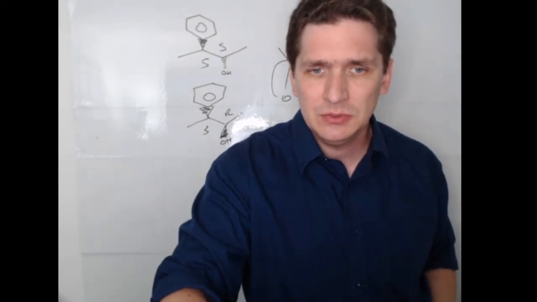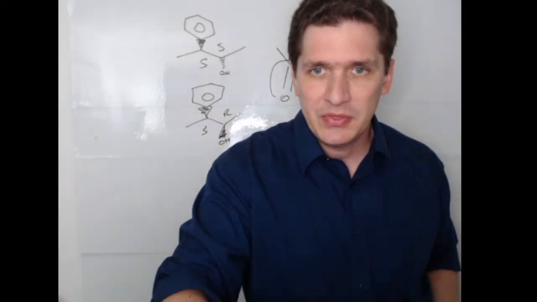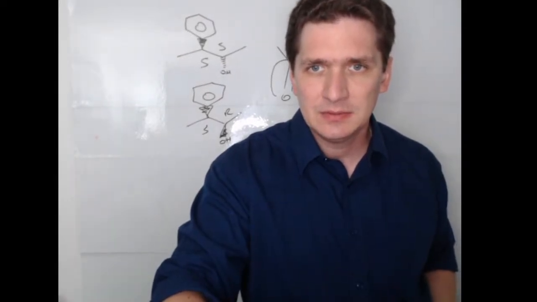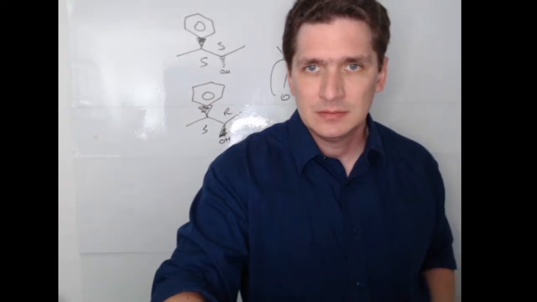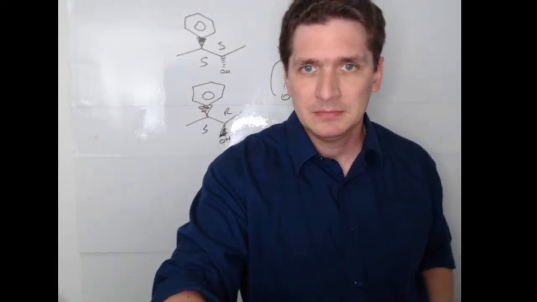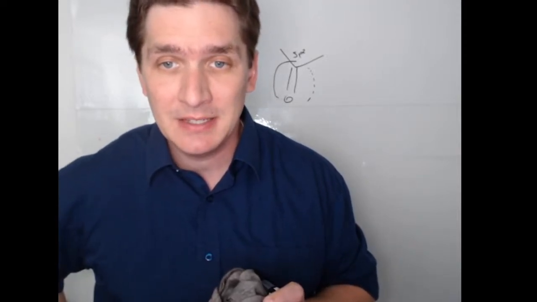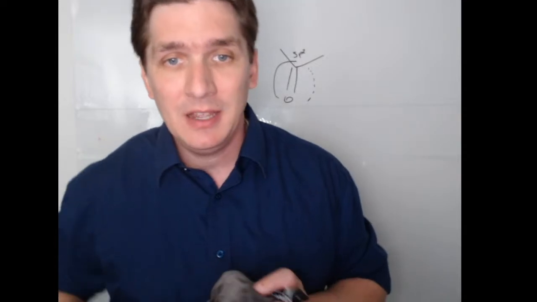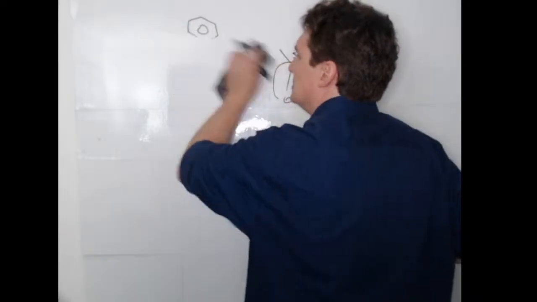All right. Next one, 35. Draw the product of the reaction of cyclopentanone with diphenylamine, para-toluenesulfonic acid, and benzene. Okay. Seems like this is a little bit ahead of where we are in the material.